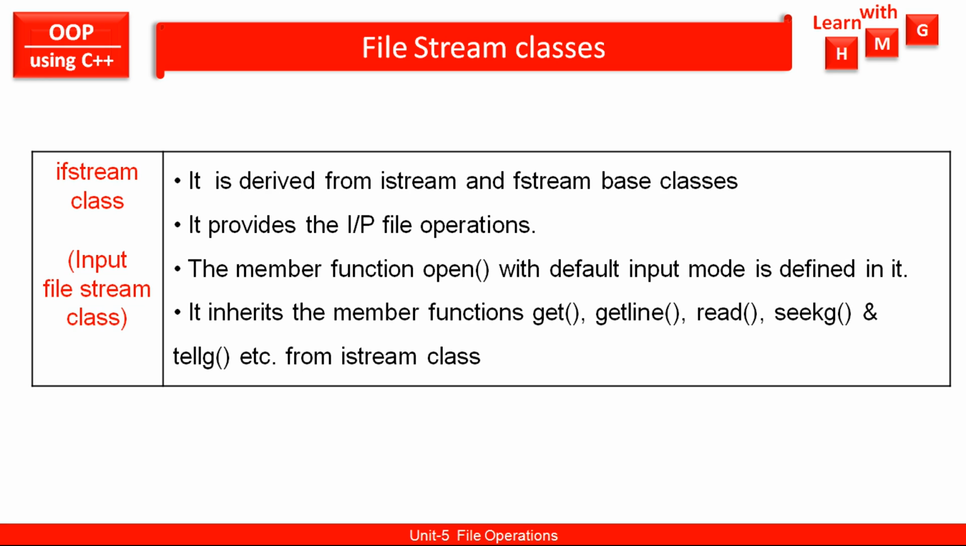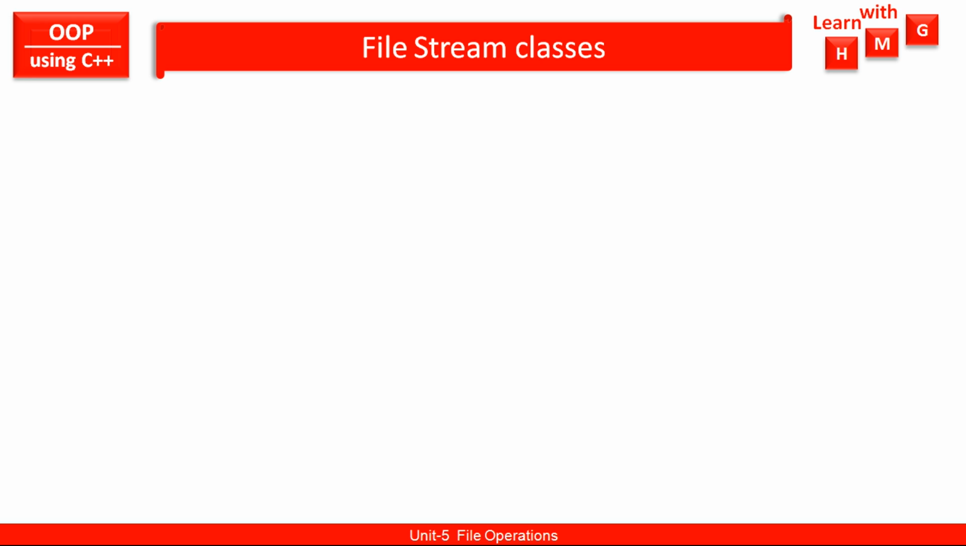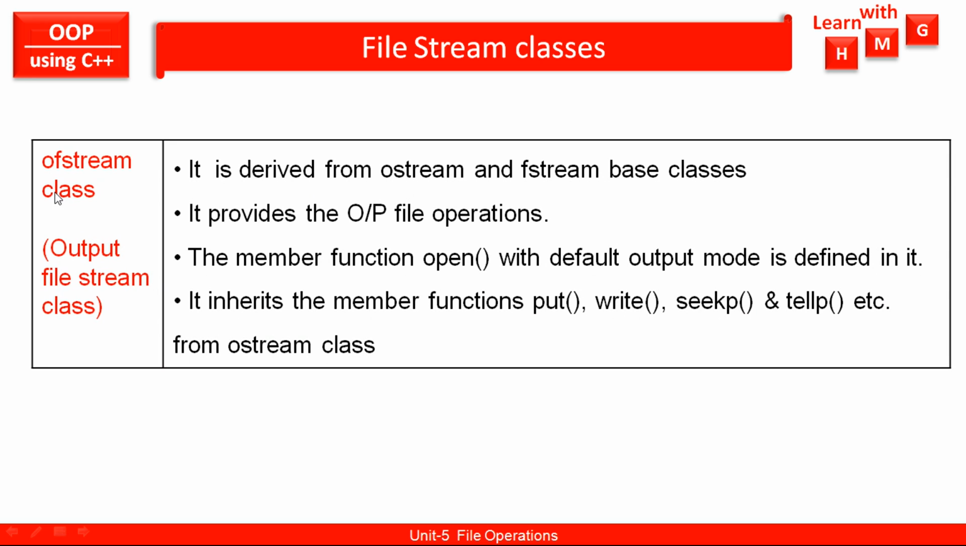The next file stream class is the ofstream class, that is the output file stream class. This ofstream class is derived again from two classes, that is ostream and fstream base classes. So it provides the output file operations. Whatever the basic output file operations are, they are provided by this class, and the member function open with the default output mode is defined in this particular class.